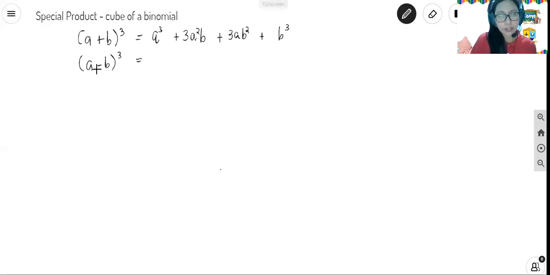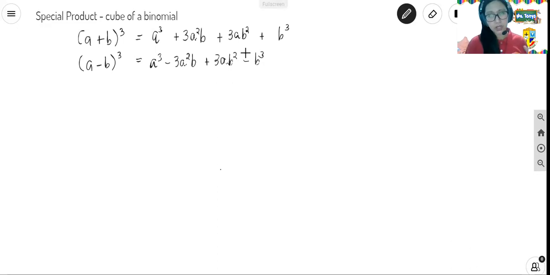But if you have a difference, in terms of getting the cube of a difference of a binomial, then the terms will still be the same. However, the signs will become different. So it will be a cubed minus 3 times the square of the first times the last, plus 3 times the first and then the square of the last, minus the cube of the last.